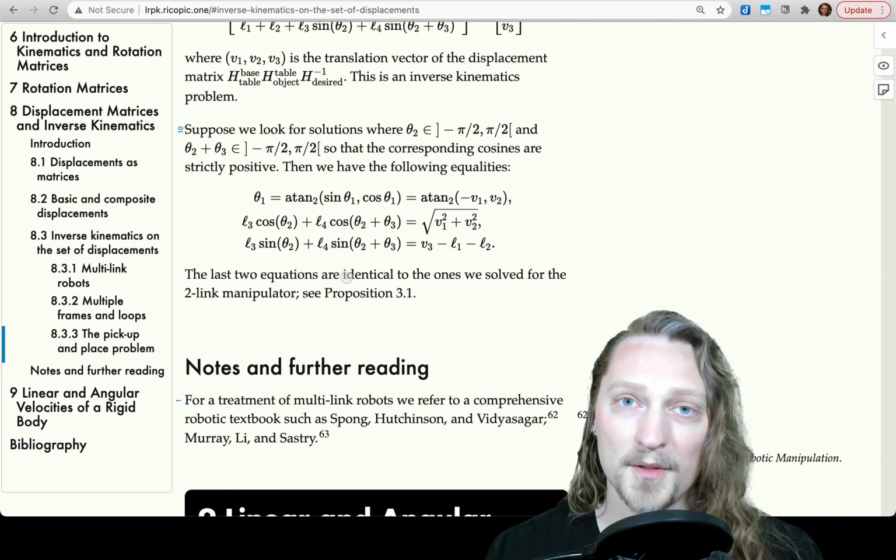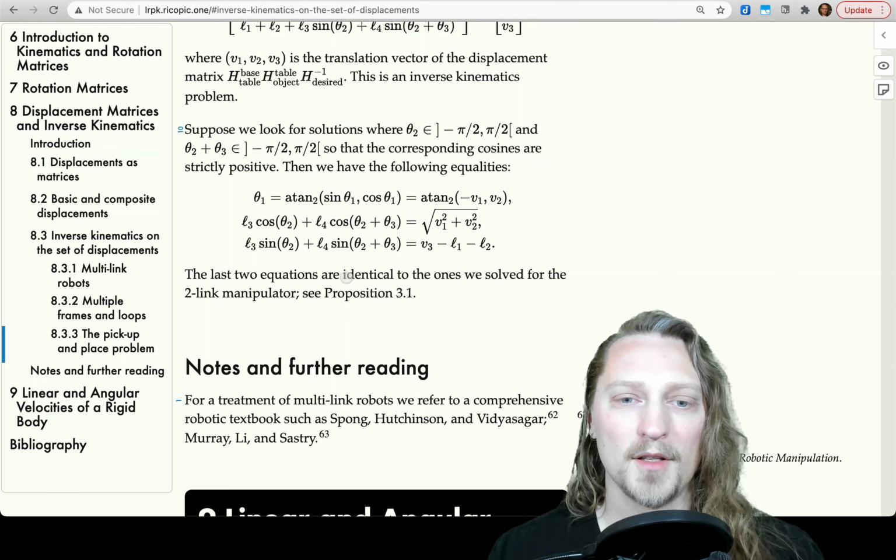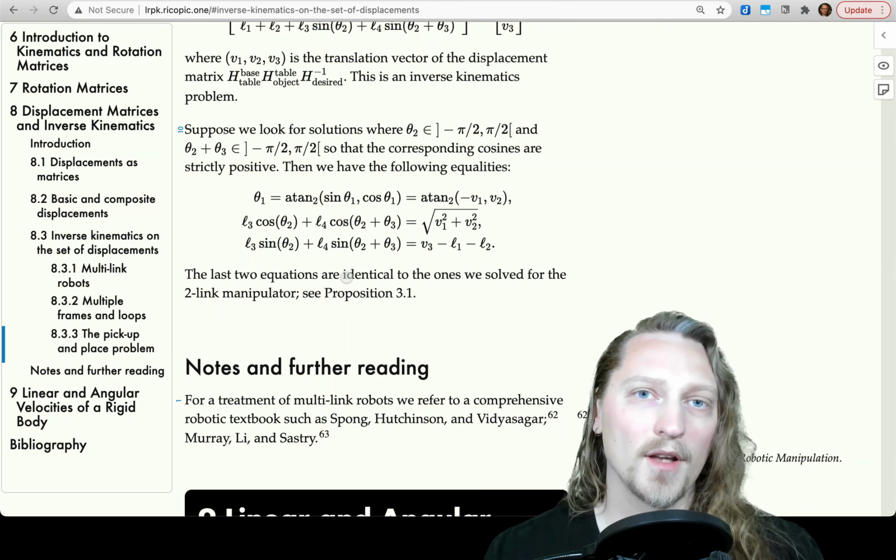Of course, you need specific lengths and you need specific displacements of the object relative to the base and all that. But once you have those, you can compute what angles you need. So I encourage you to actually plug in some numbers here and give it a try.